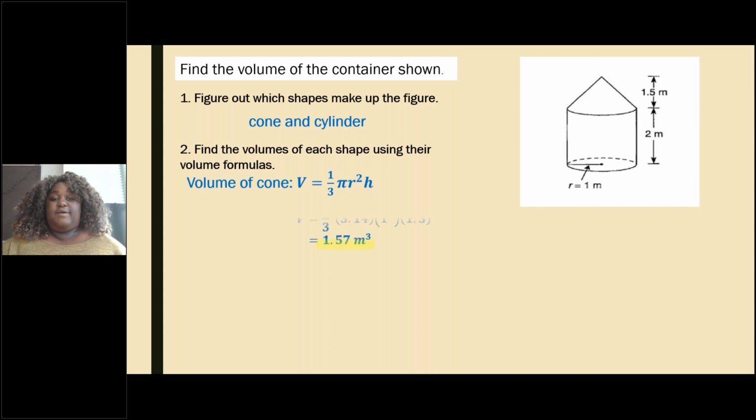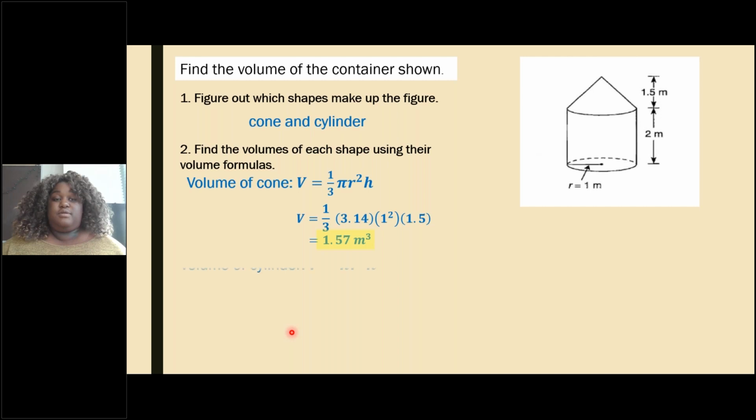So I'm going to plug in those values. So 1/3, pi is always 3.14. Our radius in this case is 1. And remember, this circular base, because it's a cylinder, it's also a circular base up top and the base of the cone. So that radius is the same. So that's 1, and we square it times the height. Now you want to be careful here, because the height is not the entire height of the figure. It's just the height of this cone, which is 1.5. So when we calculate that, we get 1.57, and that's the volume of the cone.